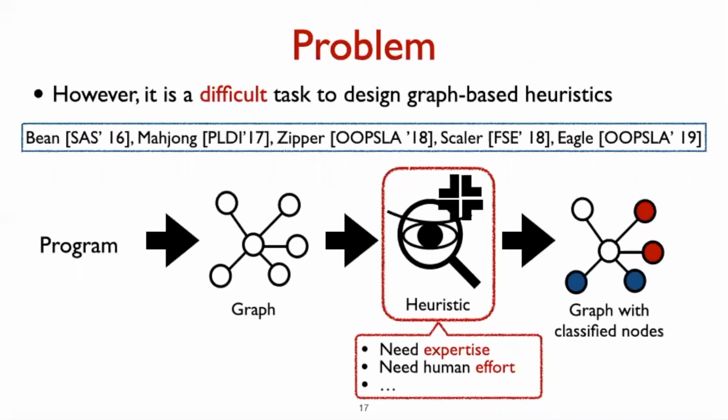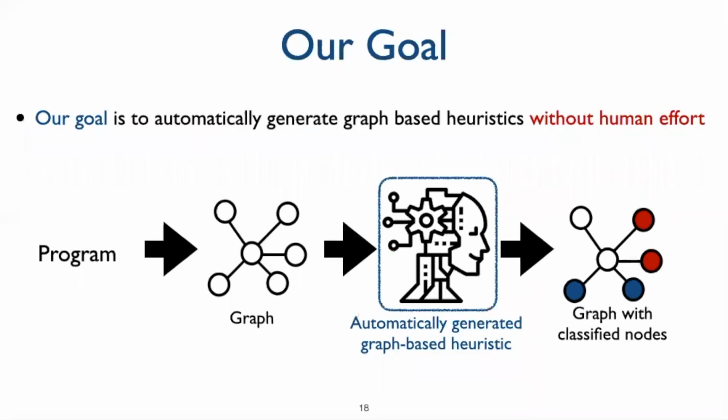However, there is a problem. Although graph-based heuristics are promising, manually designing such qualified heuristics is challenging. It requires high expertise in pointer analysis, as well as in graphs representing the useful information. Moreover, it also requires lots of human effort. As a result, the applicability and accessibility of this promising approach are limited. Thus, our goal is to make this promising approach more accessible and applicable by automating the heuristic design process.